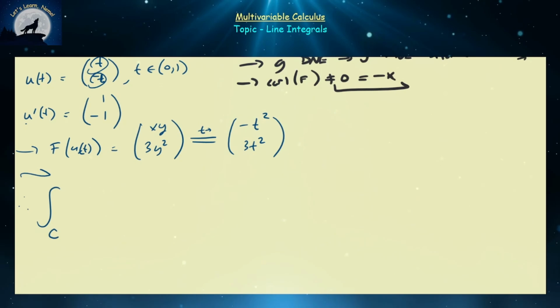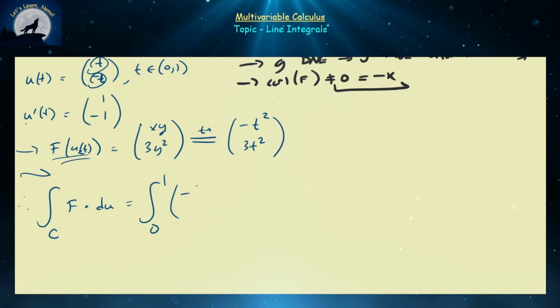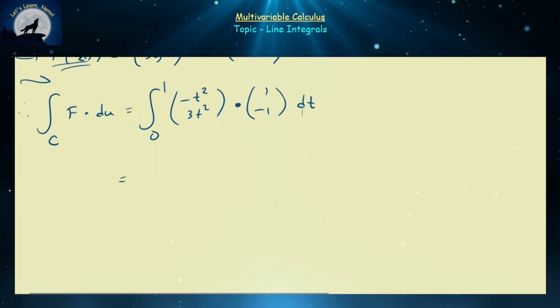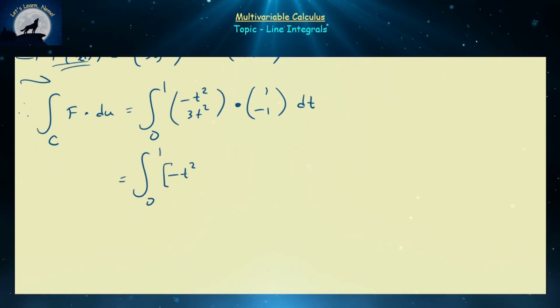So the integral over C of the vector field F will be equal to the integral from 0 to 1, the range of our parametrization, of F of u of t, which is minus t squared, 3t squared, dot product with the derivative of our parametrization function, 1, minus 1, dt. And you should know how to find dot products by now, so you multiply the components. So minus t squared times 1, so minus t squared, and then plus 3t squared times minus 1, that's going to give us minus 3t squared, and then dt.